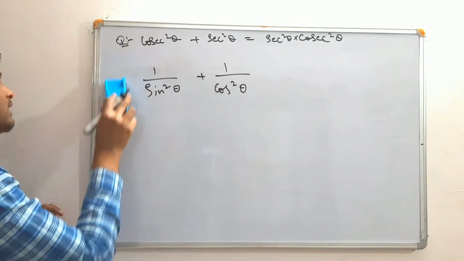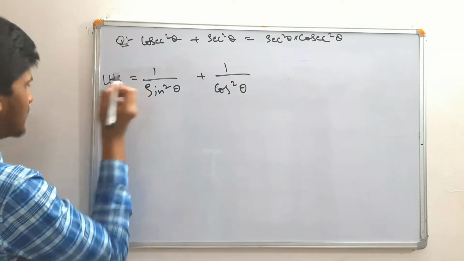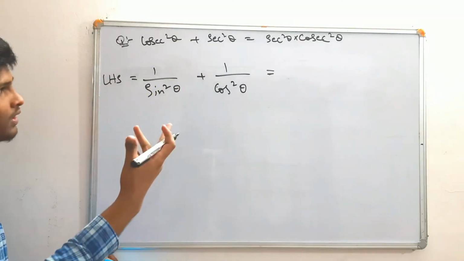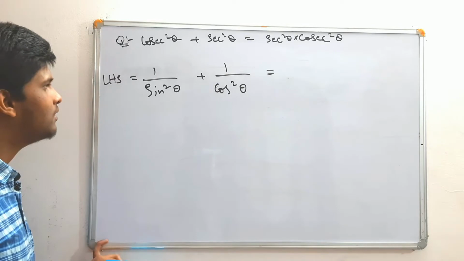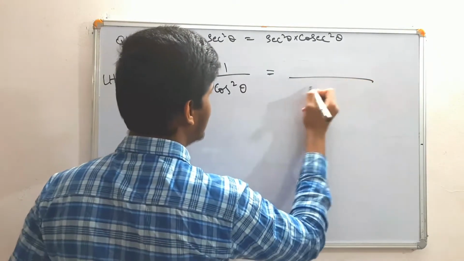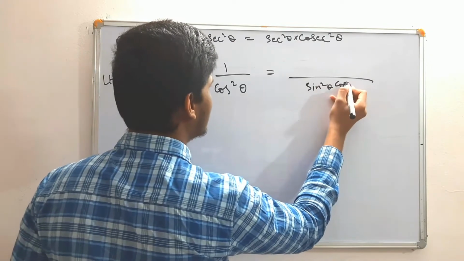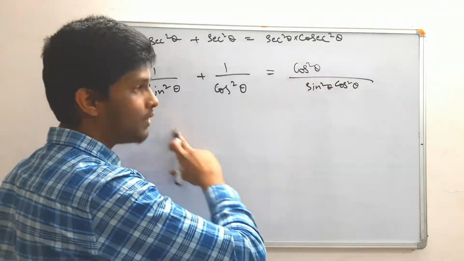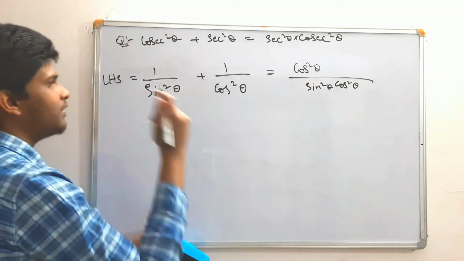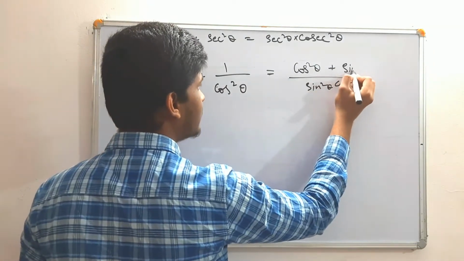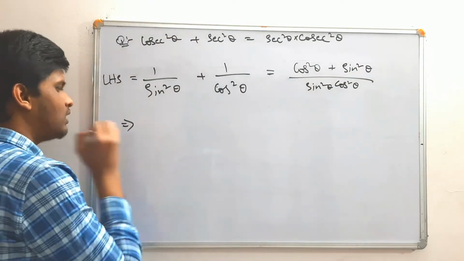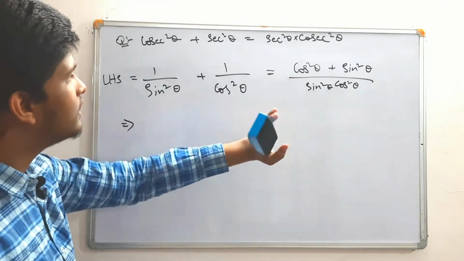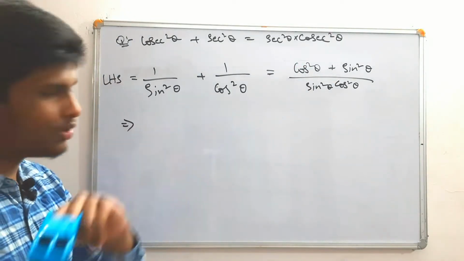We took LHS, so LHS is equal to 1 by sin square theta plus 1 by cos square theta. Now we solve it by taking the LCM and then adding. The LCM is sin square theta into cos square theta. So in the numerator we write cos square theta plus sin square theta, all over sin square theta into cos square theta.